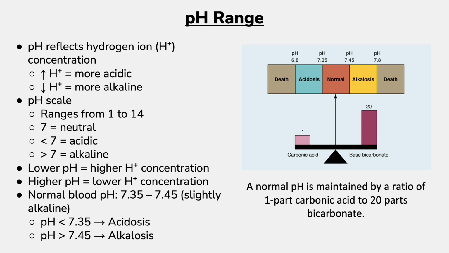Normal blood pH is slightly alkaline, right? It's between 7.35 and 7.45. So if the pH drops below 7.35, we have acidosis. If it rises above 7.45, then it's considered alkalosis. As you can see here, this is the normal pH that's maintained by the body. Anything below the 7.35 mark is acidosis. Anything above the 7.45 mark is alkalosis. And in either direction, extreme imbalances can lead to death.